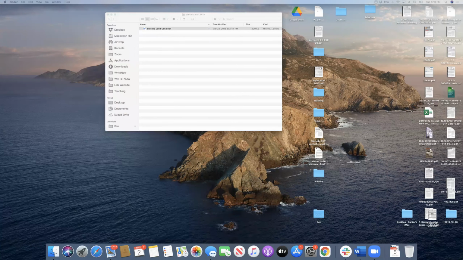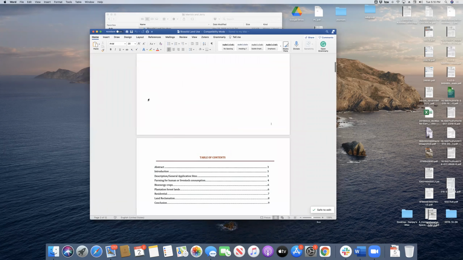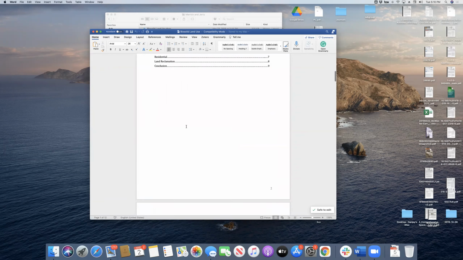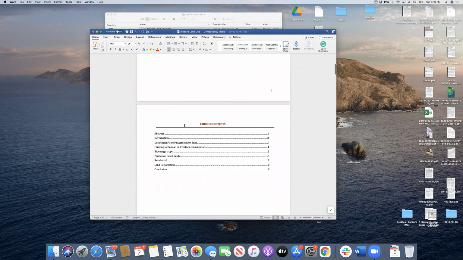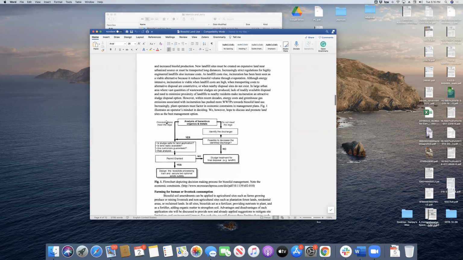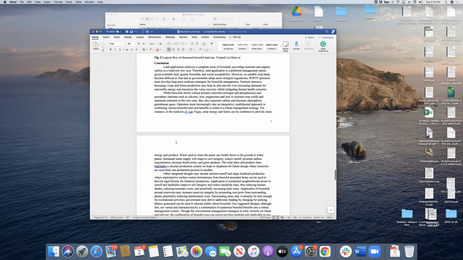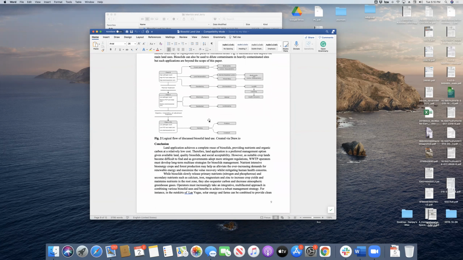Let me see if I can open this one. This was done by 2 students, Jerry and Merrick, that year. They looked at the use of biosolids for land application, because biosolid is a waste. They were looking for different techniques or alternative uses of biosolids so that it doesn't go to landfill. They followed the same process, but this was just a 1 or 2% project, so it's not very detailed.